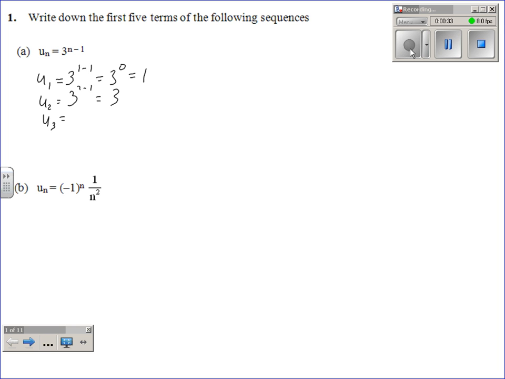If we substitute n is 3, we've got 3 to the power 3 minus 1, which is 2, and 3 squared is 9. If we substitute in 4, we've got 3 to the power of 4 minus 1, which is 3, 3 cubed, 27. And lastly, for the fifth term, if we substitute in n is 5, we've got 3 to the power 4, which is 81. So there are our first 5 terms.